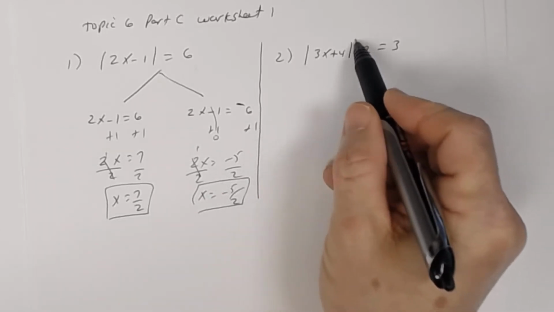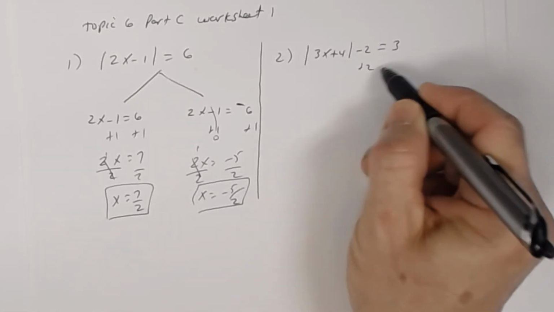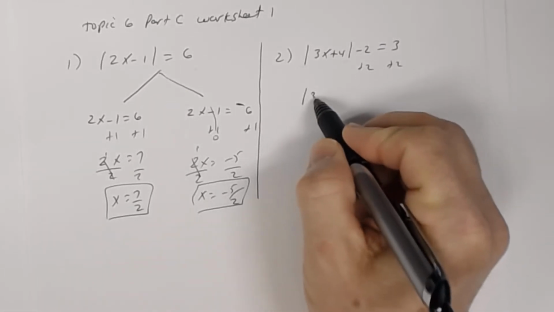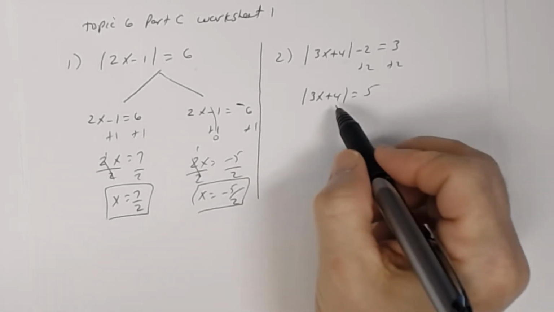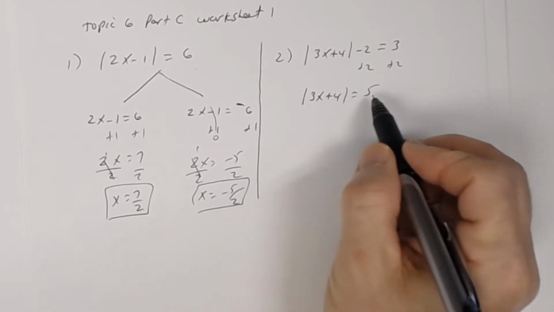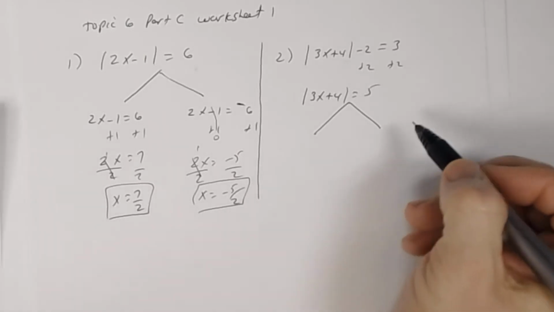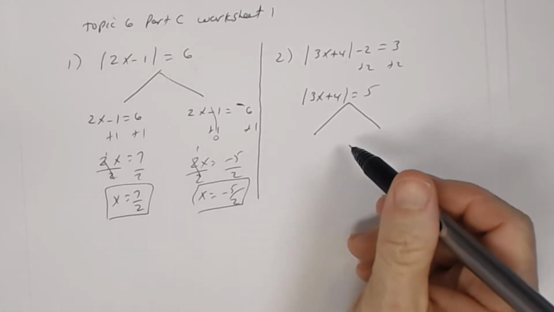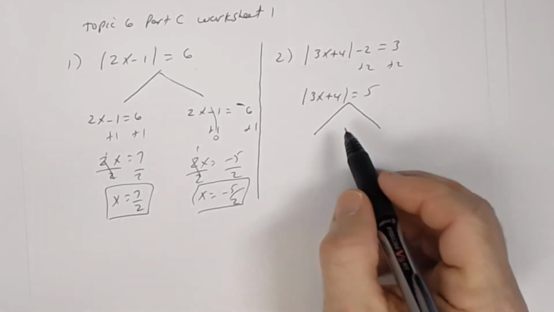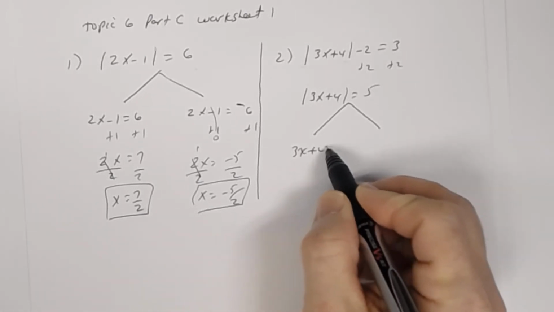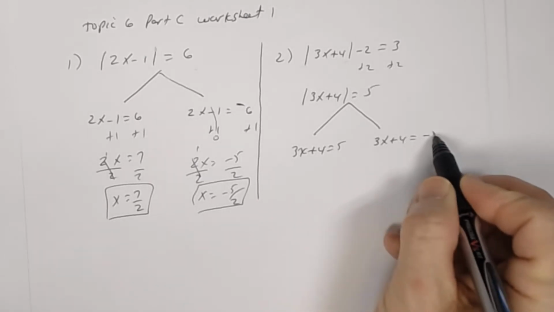You've got to get this part by itself right here. So that means I've got to get rid of this negative 2 first. So I'm going to go ahead and add 2 to both sides. So I get the absolute value of 3x plus 4 is equal to 5. And now notice I have the absolute value expression equal to a real number that's positive. So therefore, I can go ahead now and rewrite it as 2 separate equations without the absolute value bars. So I get 3x plus 4 is equal to 5, or 3x plus 4 equals a negative 5.